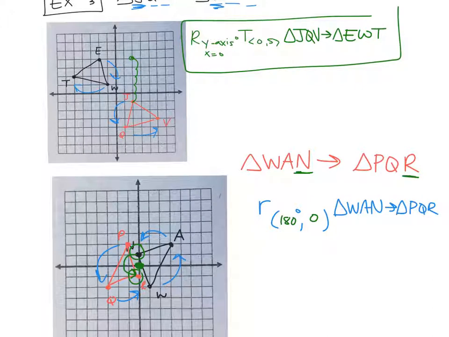Does that make sense? If you think about it, this is 0, 1. And we said when we rotate 180 degrees, we just change positives to negatives. So it'd be negative 0, or 0. Negative 1 would be what it becomes. And that's what N did to become R. Okay? Questions on that? So you're just trying to identify what transformations are happening for a lot of today. Okay?